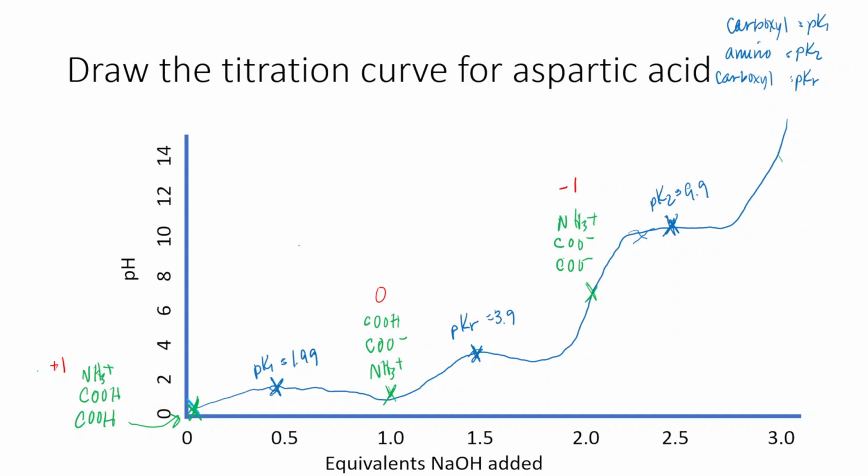Okay, so let's talk about our third equivalence point. Now we've gone above all of our pKs, so everything should be fully protonated or deprotonated? Deprotonated, yeah. So our amino group is now NH2, it's deprotonated. Both of our carboxyl groups are deprotonated. So what would our overall charge be here? Yeah, -2.